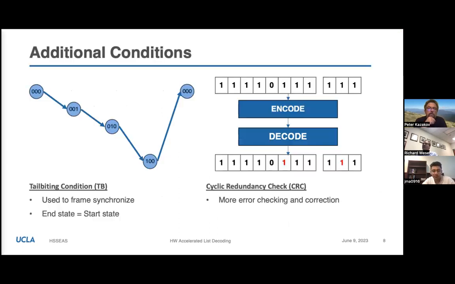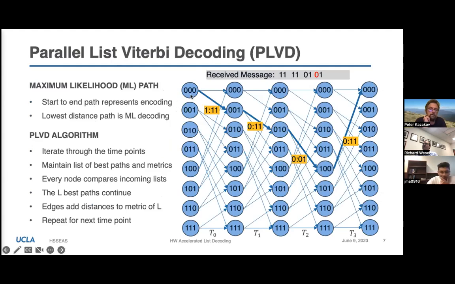So for example, let's say this is the trellis, and we're at this time point. This filtering would be done at each state, and each state has two incoming lists, and the lists store the metric of all the L best paths to get to that point in the state, right? And then since there's two edges incoming, there's going to be two lists.